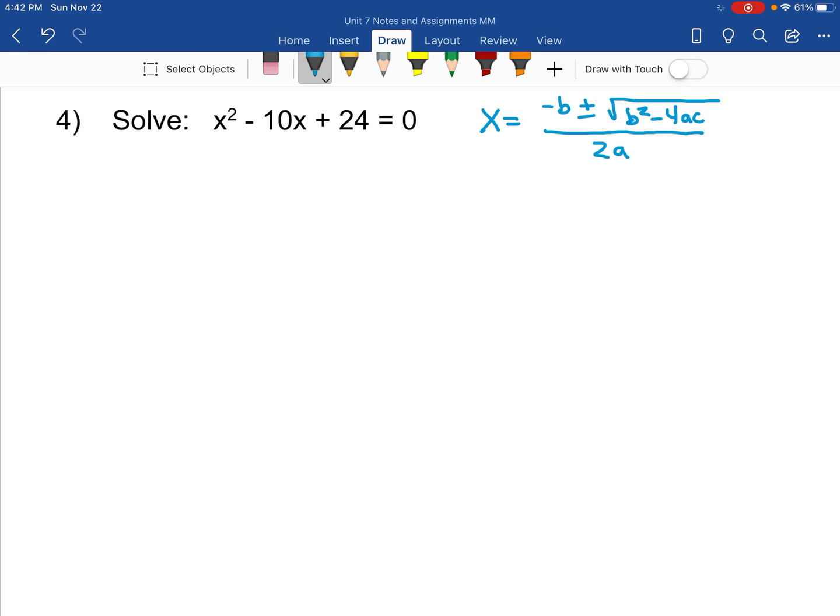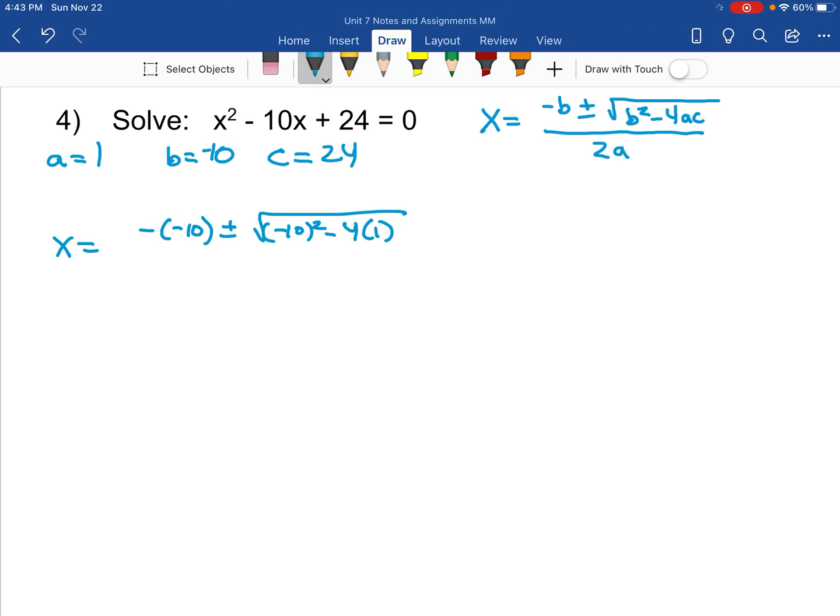Again, I would suggest write out what your values are. What's A? What's B? What's C? Okay, A is 1. B is negative 10. C's 24. Okay, and then let's plug them in. X equals negative B, so negative 10 plus or minus the square root of negative 10 squared minus 4 times 1 times 24, all over 2 times 1.